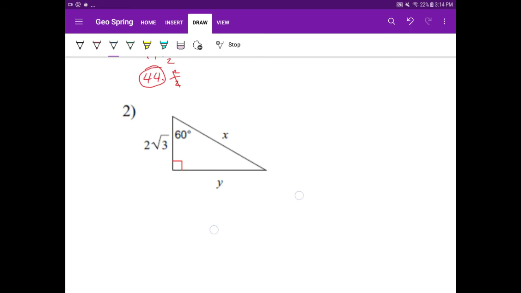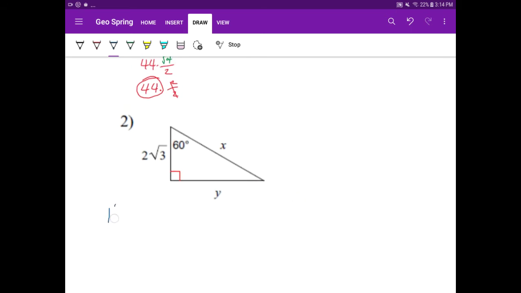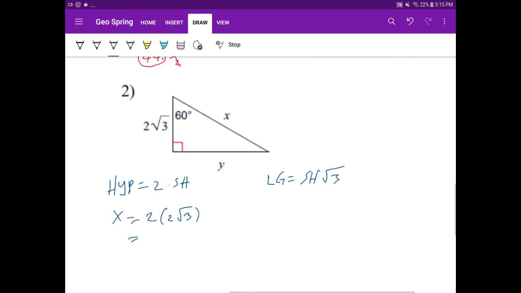It's the same thing here. You have the short, so the hypotenuse equals 2 times short, and then long equals short times square root of 3. So the hypotenuse x equals 2 times 2 square roots of 3. If I bring 2 square roots of 3 to the party and you double it, then we're bringing 4 square roots of 3 together.